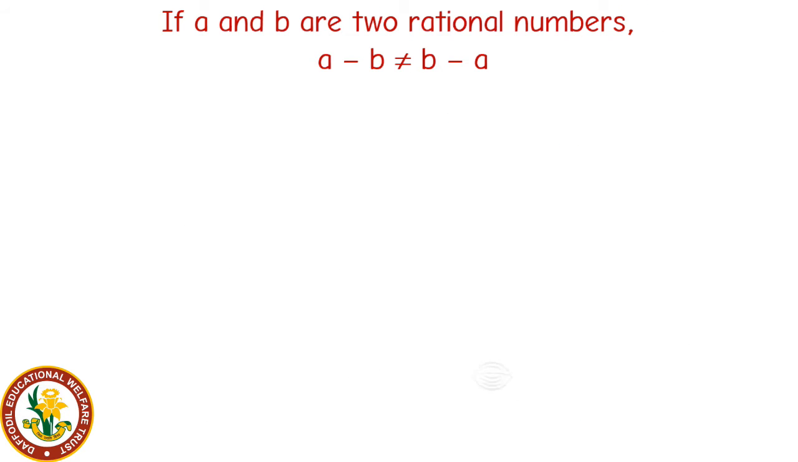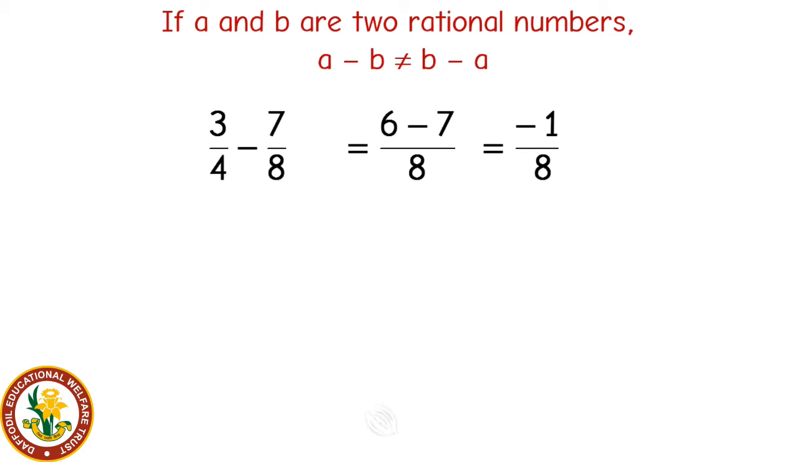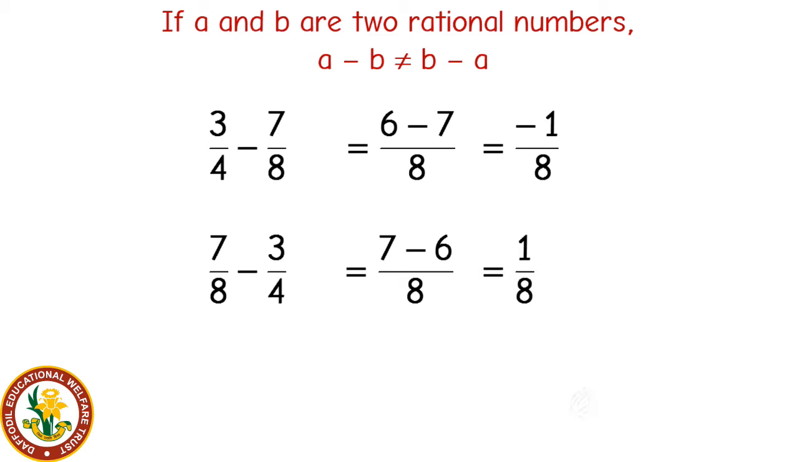If a and b are two rational numbers, a minus b is not equal to b minus a. 3 upon 4 minus 7 upon 8 is equal to 6 minus 7 upon 8, which is equal to minus 1 upon 8. Whereas 7 upon 8 minus 3 upon 4 is equal to 7 minus 6 upon 8, which is equal to 1 upon 8. Minus 1 upon 8 is not equal to 1 upon 8.